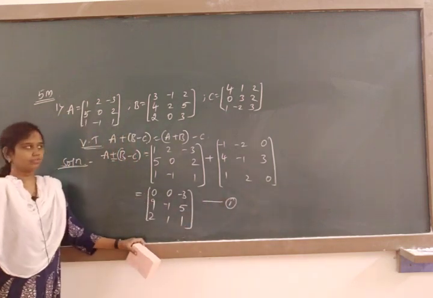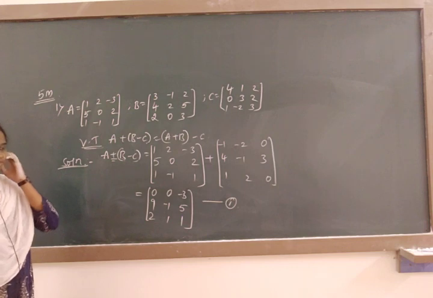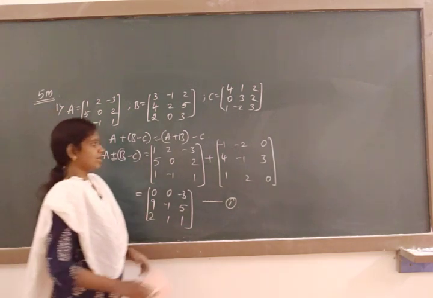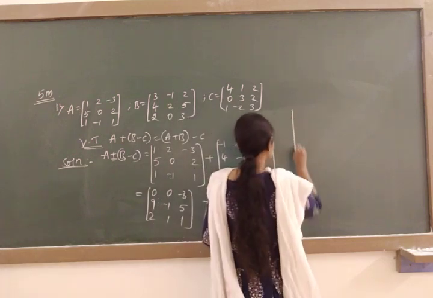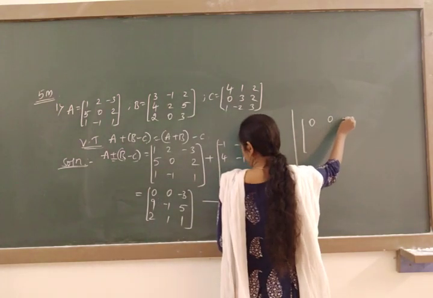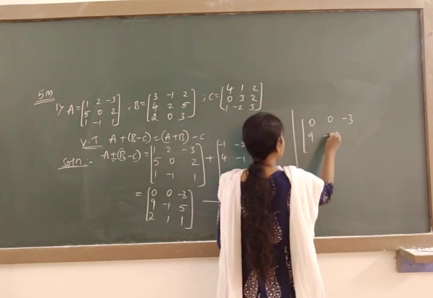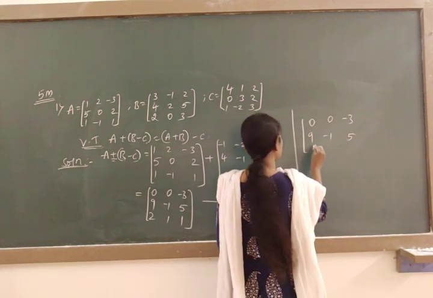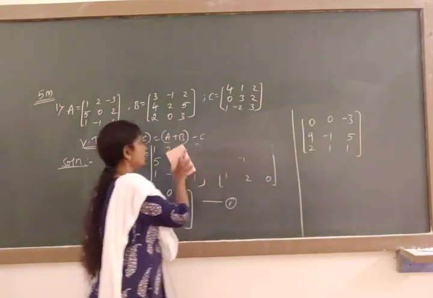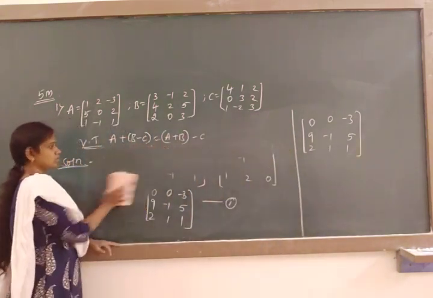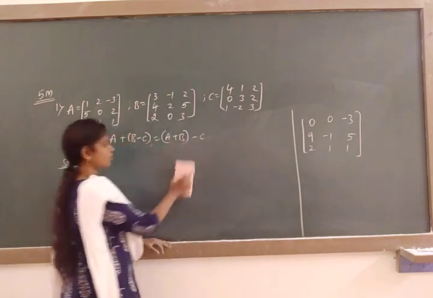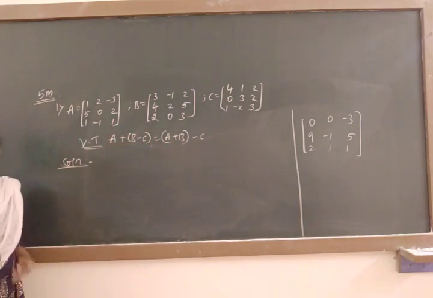This is your equation 1. Somewhere else I'll write equation 1 so that we will tally: [0, 0, -3; 9, -1, 5; 2, 1, 1]. Now we will move on with the RHS part so that we will check whether both are the same or not. If same, we have verified. If not, we have not verified.